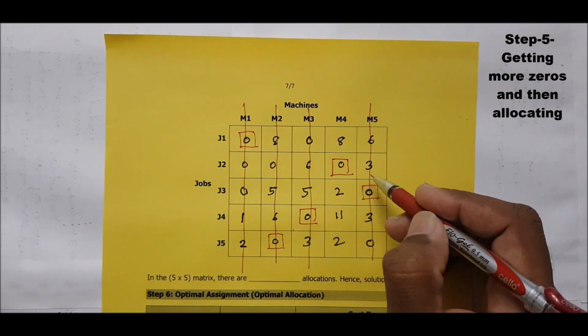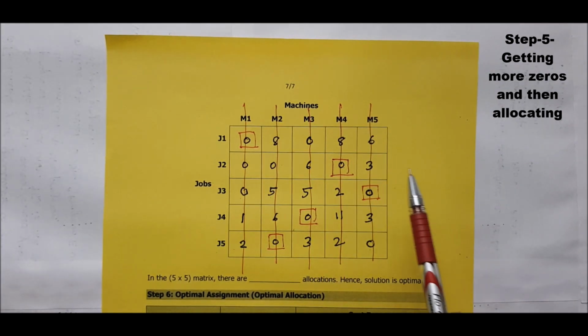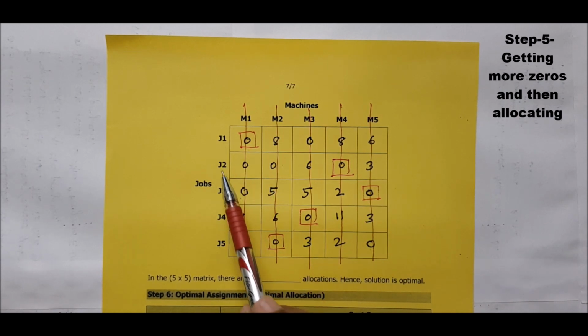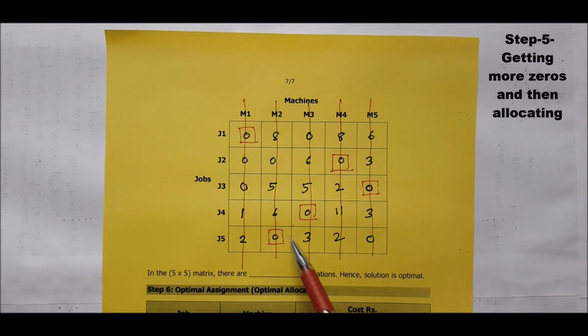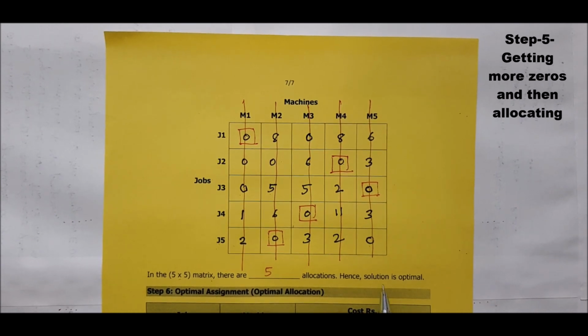Since I made an allocation by looking at it row wise, I cancel the column. See, now in this particular problem, 5 jobs: job 1 is allocated, job 2 is allocated, 3 is allocated, 4 is allocated and 5 allocated. So in the 5 by 5 matrix, there are 5 allocations. Hence, the solution is optimal. That is, the problem is over.